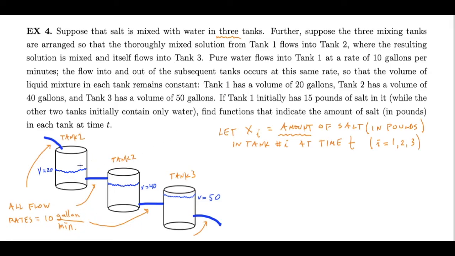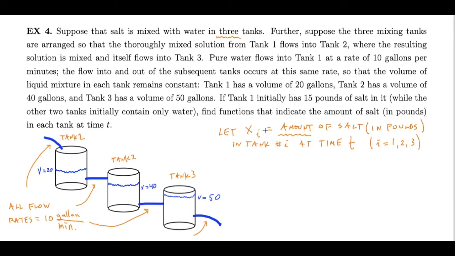In addition, because that flow rate is constant coming into each tank and out of each tank, the actual amount of liquid, the volume of liquid in each tank will remain constant. And we're told what those volumes are. Tank 1 has a volume of 20 gallons, tank 2 40, tank 3 50 gallons. So I just labeled those on my picture.